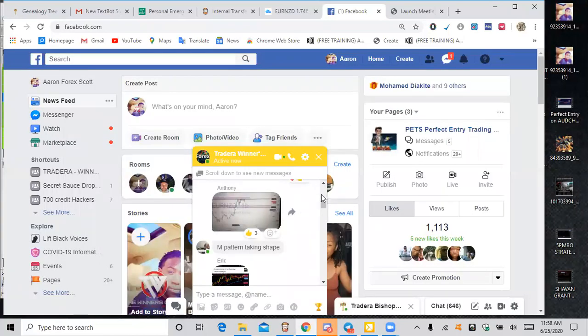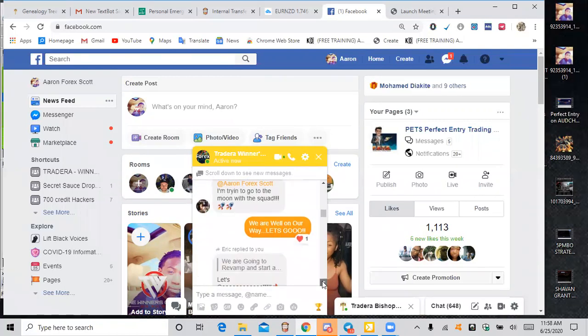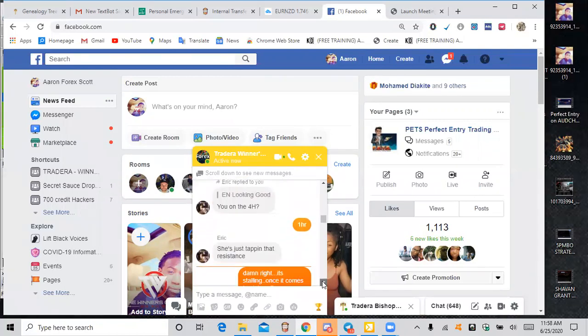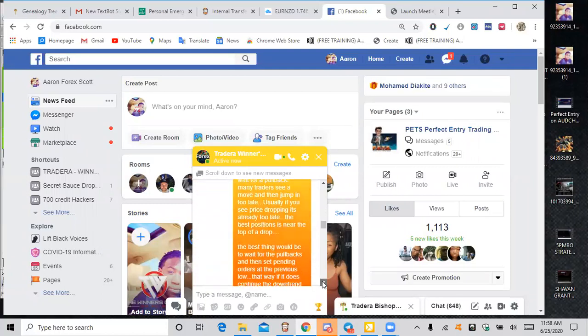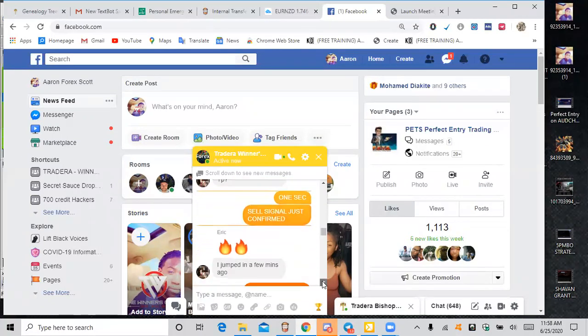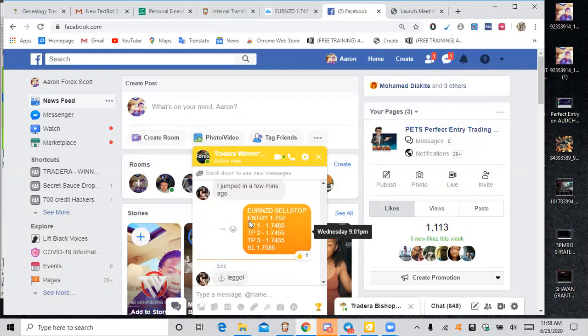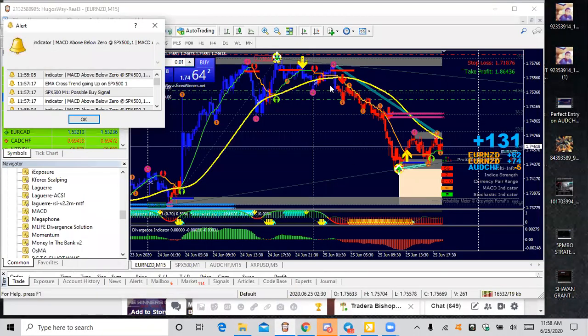Eric also sent out something in the group as well. Shout out to Eric. He helped out as well with the markups. But after that, I went ahead and sent out the signal for Euro NZD. I'm going to just share that with you as well so you can see what was going on in the group. Gave some insight on what I'm looking for within the PET system. And then eventually I went ahead and sent out the signal for Euro NZD inside of our Facebook chat. Not only that, I sent it out in our signals group as well. And from there, we caught over 100 pips.